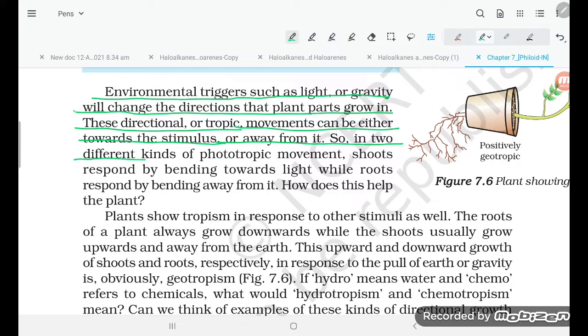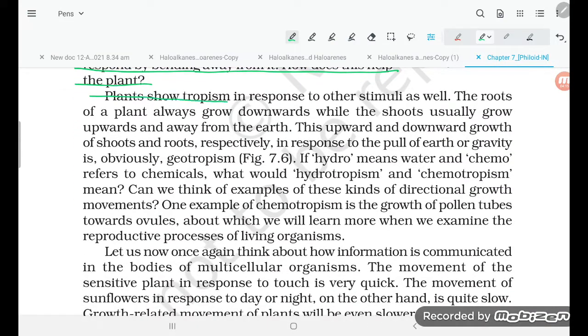So in phototropic movement, shoots respond by bending towards the light while roots respond by bending away from it. How does this help the plant? Plants show tropism in response to other stimuli as well. The root of the plant always grows downward while the shoot usually grows upward and away from the earth. This upward and downward growth of shoots and roots respectively in response to the pull of the earth, or gravity, is geotropism.